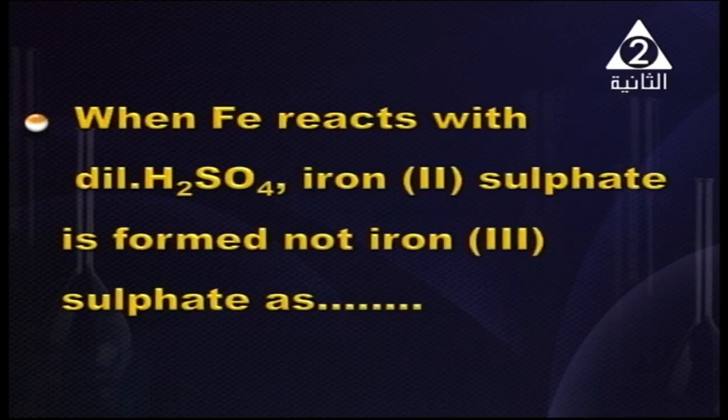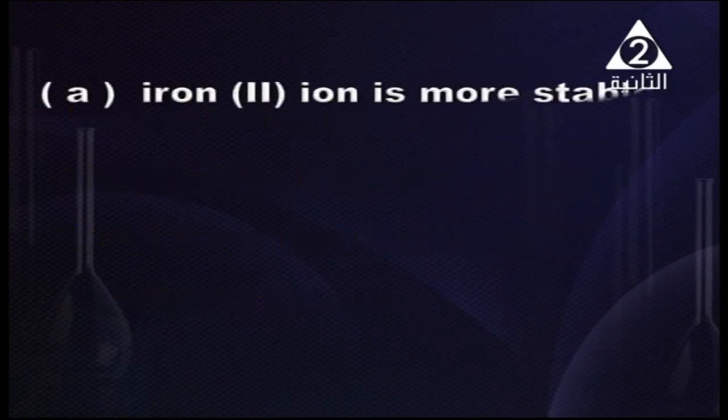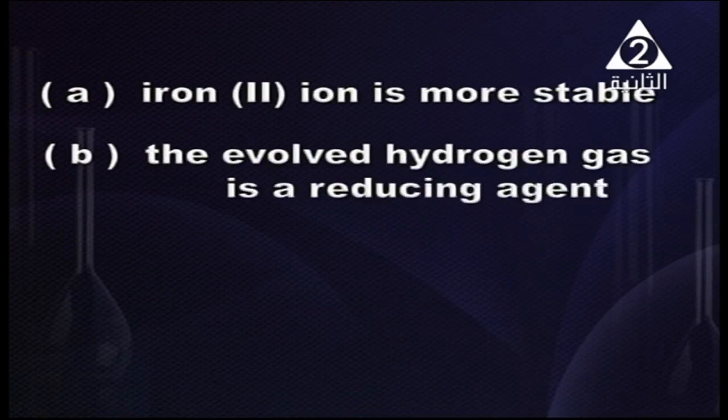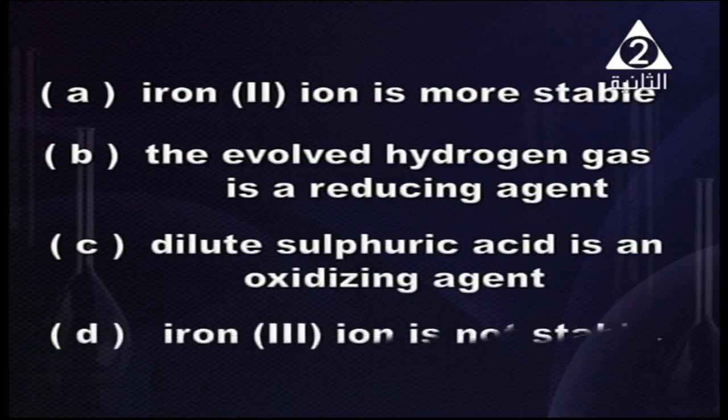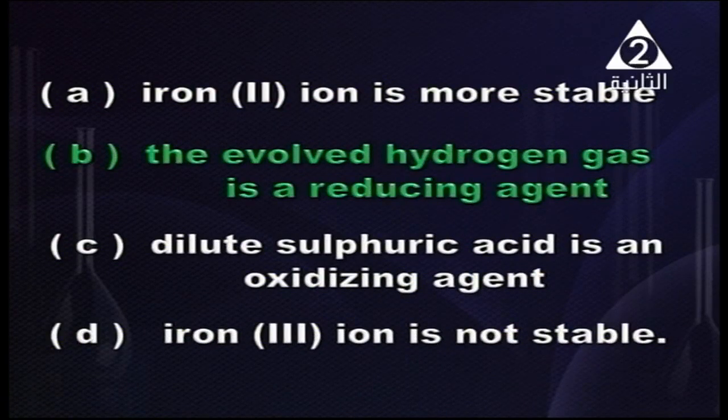Next point: when iron reacts with dilute sulfuric acid, iron 2 sulfate is formed, not iron 3 sulfate, as what? Iron 2 ion is more stable. The evolved hydrogen gas is a reducing agent. Dilute sulfuric acid is an oxidizing agent. Iron 3 ion is not stable. If you think about it, yes, it will be the evolved hydrogen gas is a reducing agent.